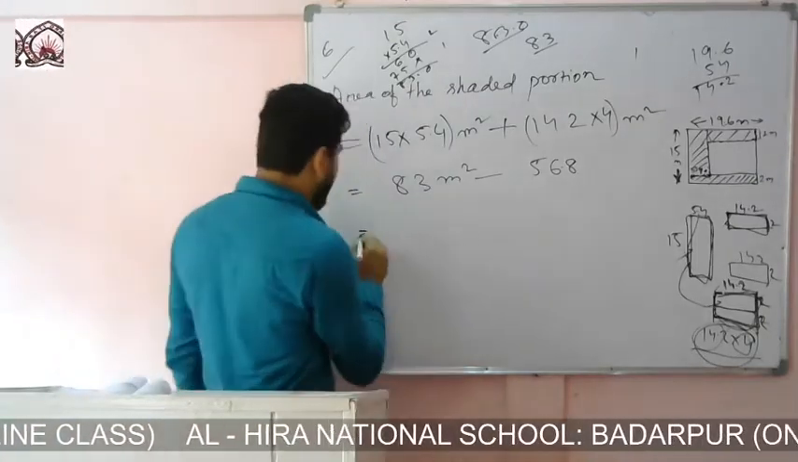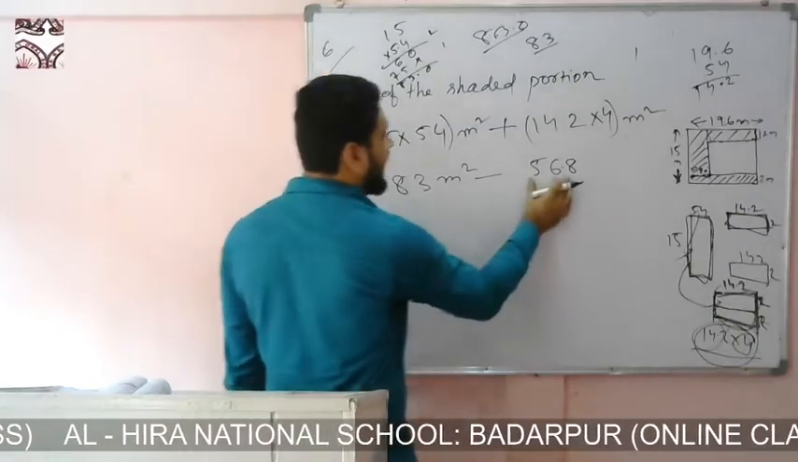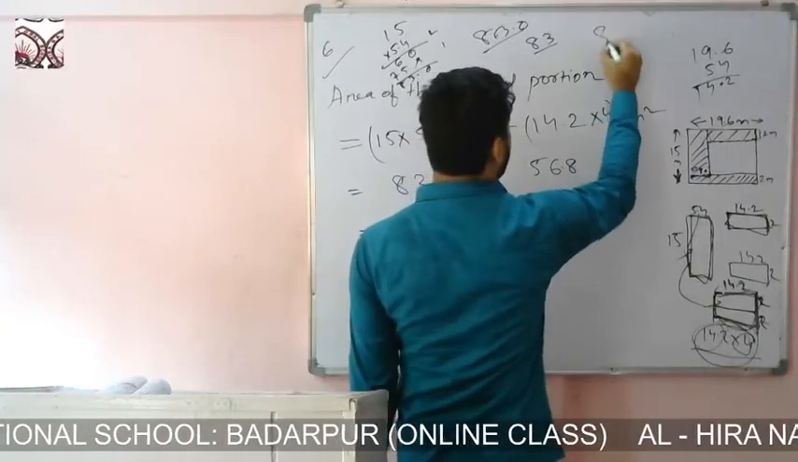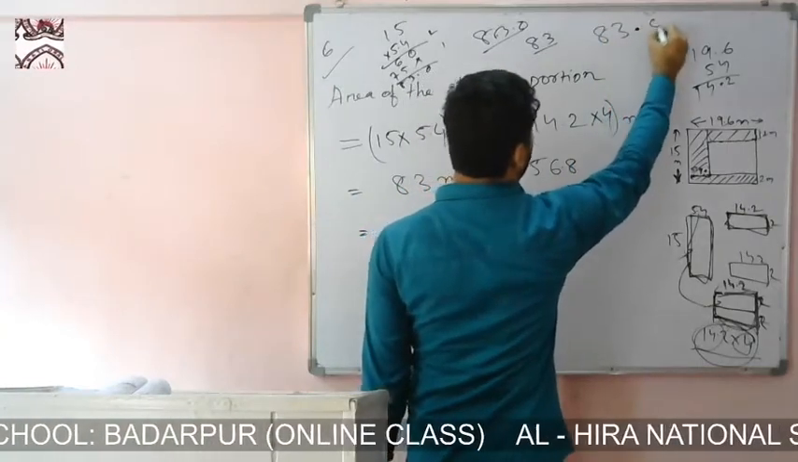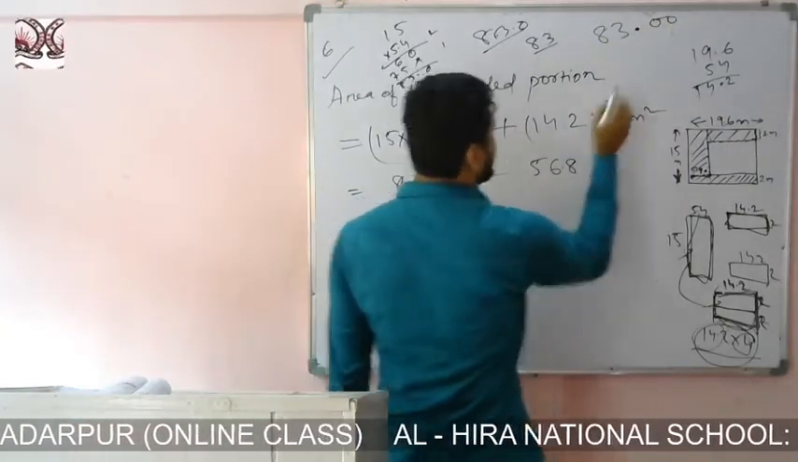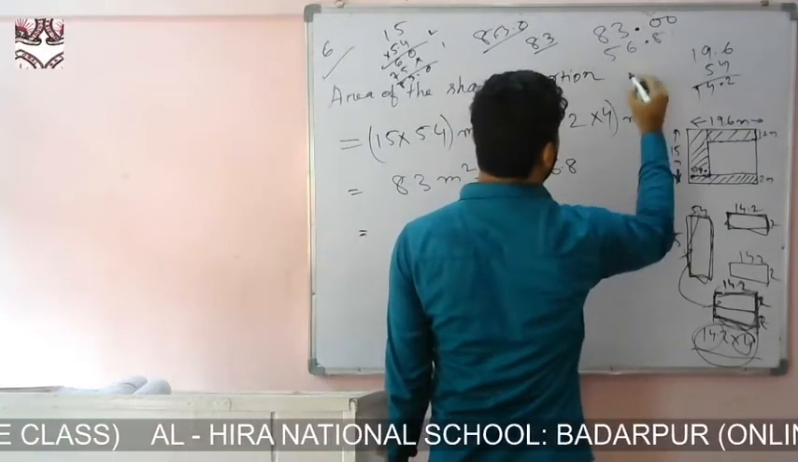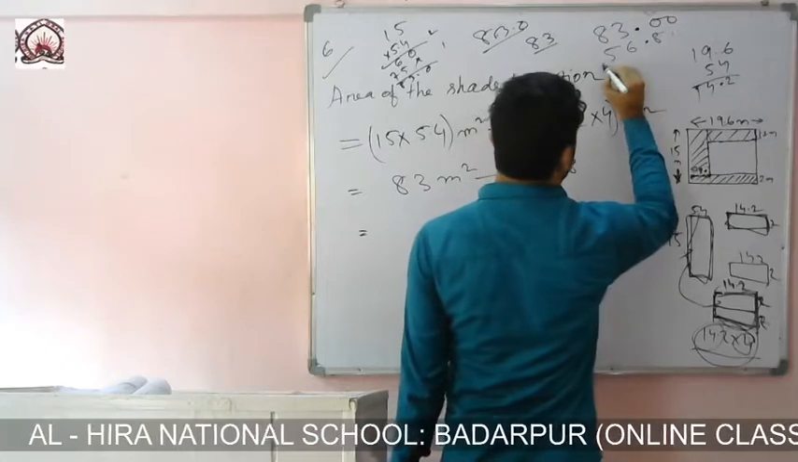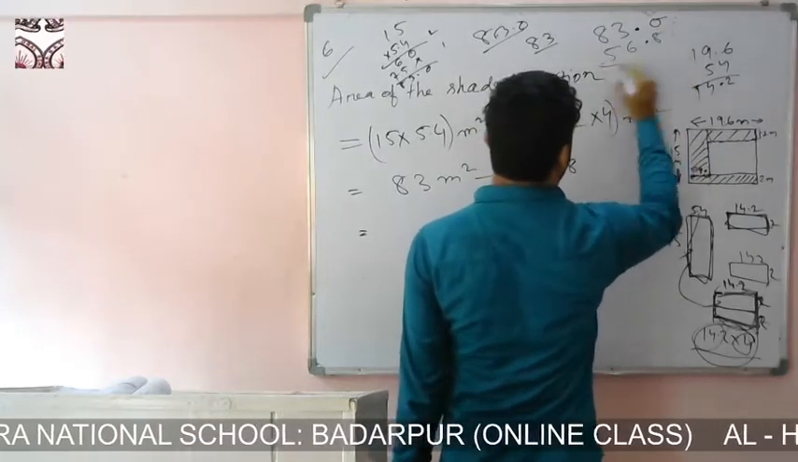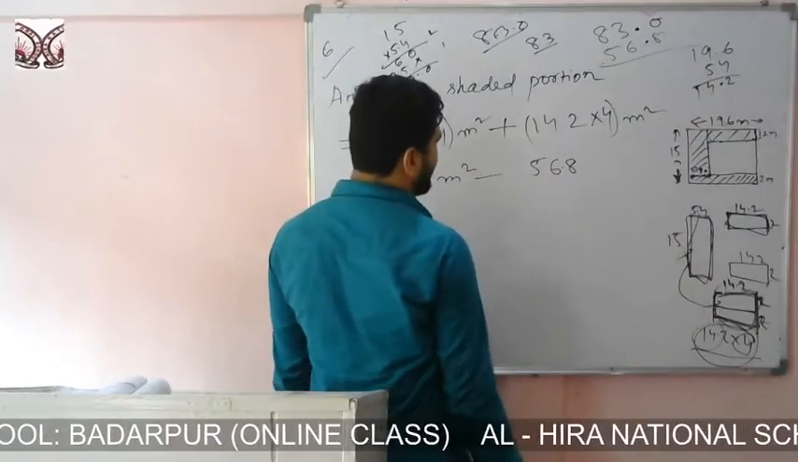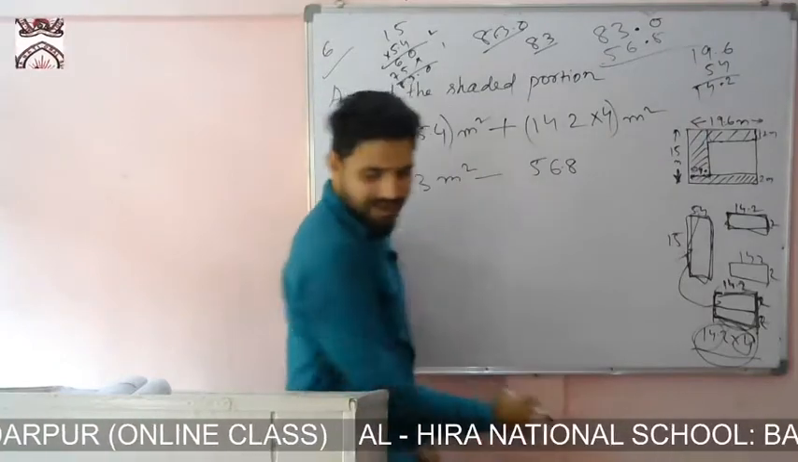So if we subtract, you see 83 and it's a decimal number. So how to subtract? You see, write 83, I can write 83.00, and 56.8. Okay, so you subtract now. So here you mean what?